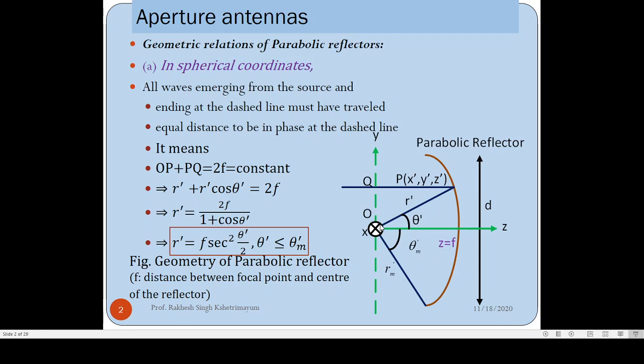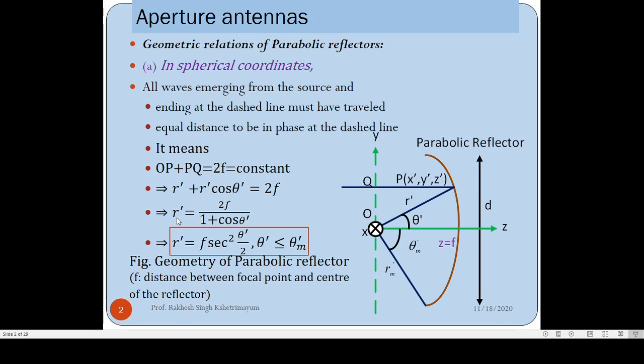That means OP plus PQ should be equal to 2f here. This distance is f, so rays which have gone here and come back after reflection will move a distance of 2f. So OP plus PQ is equal to 2f, and it will always be constant. That is the property of the parabolic reflector. So at this aperture plane, when you look at the waves, it will become a plane wave. So basically this parabolic reflector converts the spherical wavefronts of the feed antenna to a plane wavefront at the aperture plane.